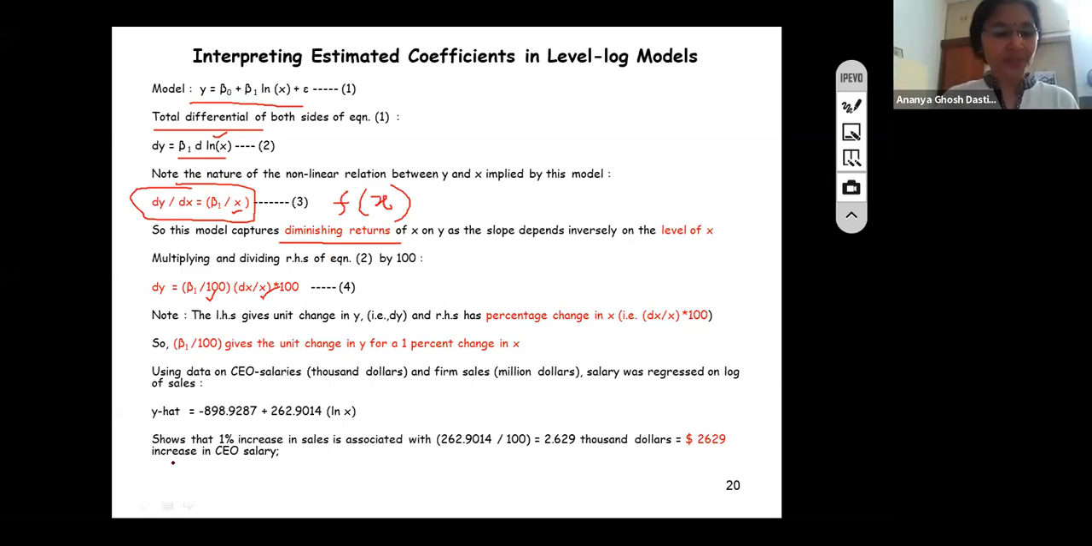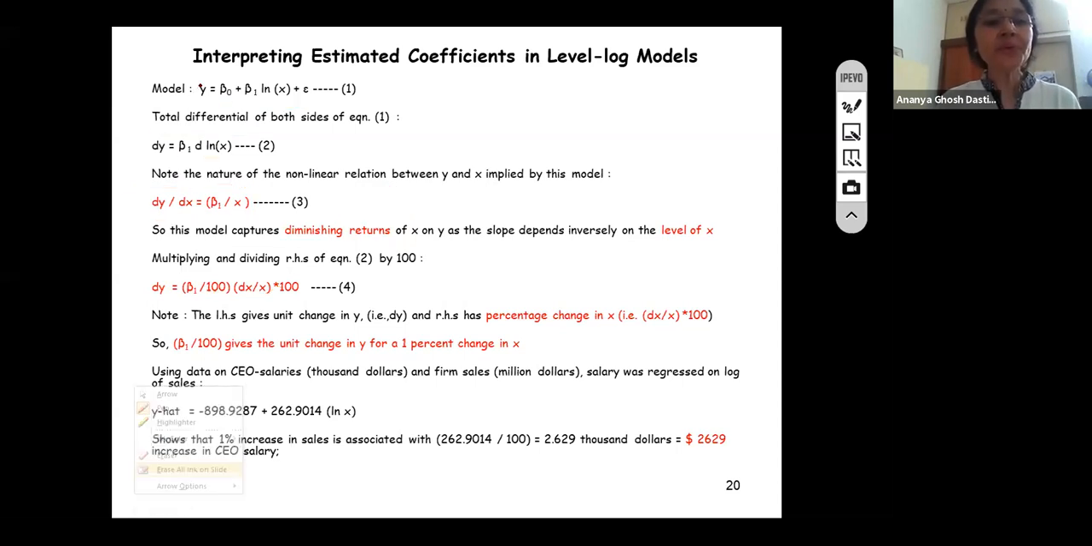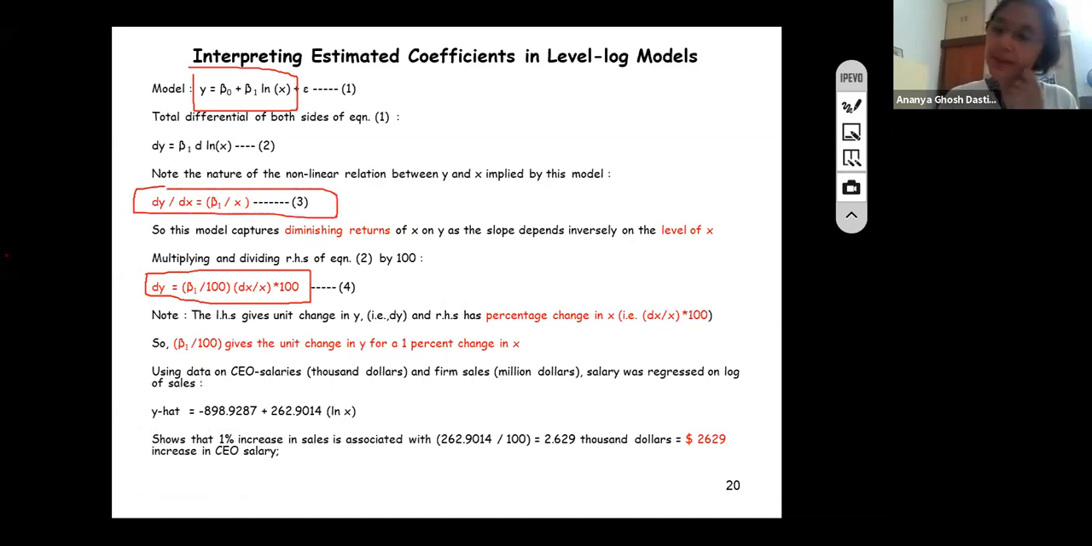Now, what is the other point? The other point and the main point is that if you have estimated this model, y on log x, what do you do with your results? What you do with your results is going to be over here. This is just me multiplying and dividing the right hand side of this equation by 100, so that it makes no difference.